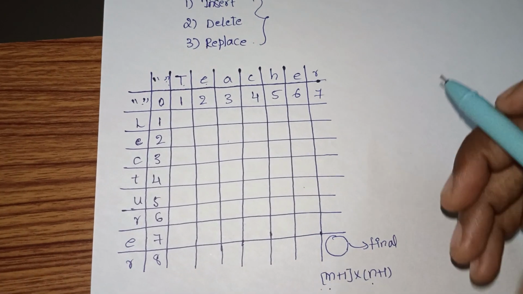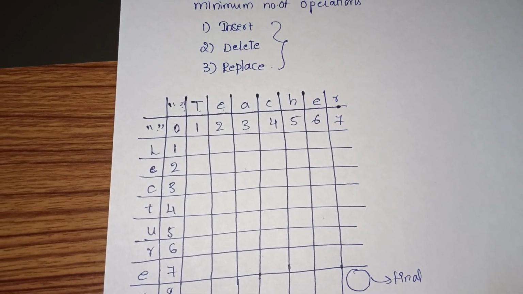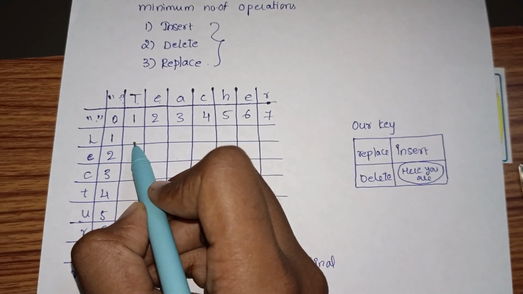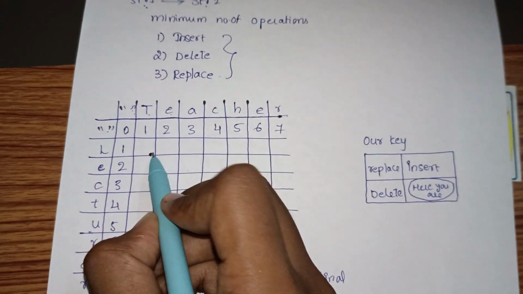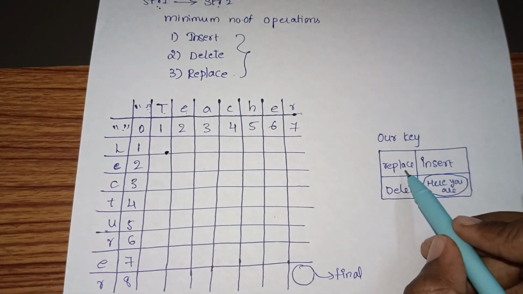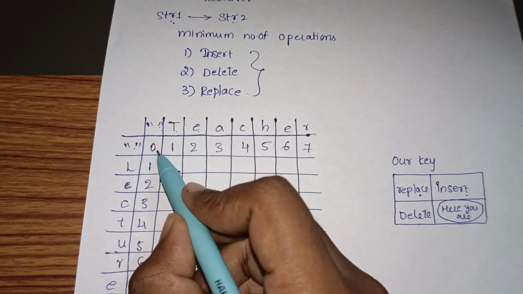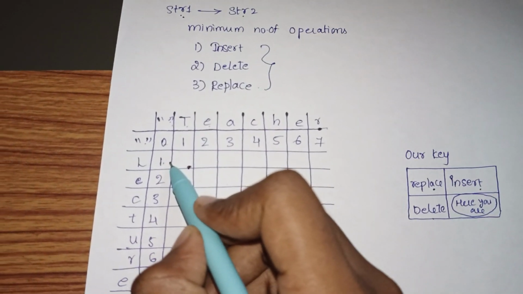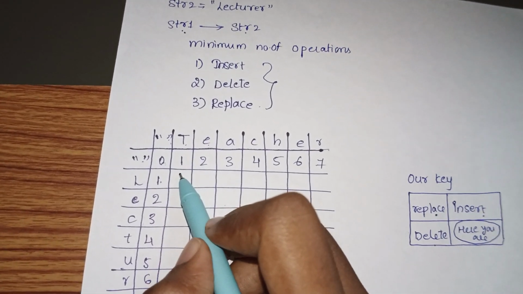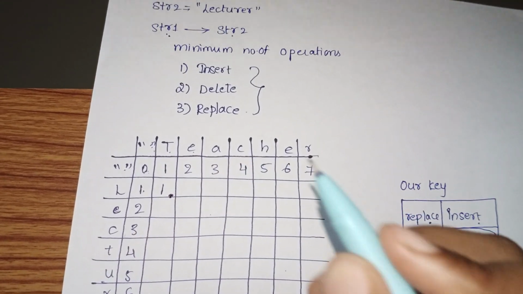And now let me draw a key table which will be used to fill our values. So this is our key table. Suppose we wanted to fill this cell in this table, we wanted to see which is minimum in replace, insert and delete. That means you have to take the minimum of these 3 values and we should add +1 to it. Minimum of 1, 0, 1 is 0. So we will add +1 to it and then it will become 1.